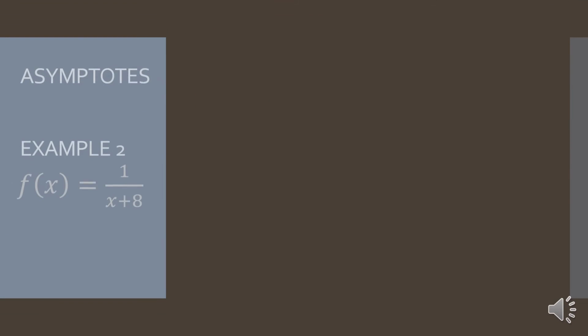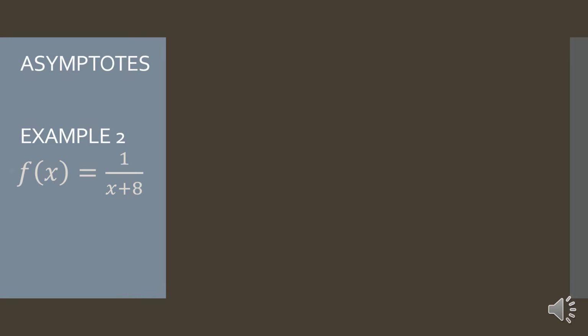So now, let us find the asymptotes of the function. To find the vertical asymptote, we need to equate the denominator to 0. So x plus 8 is equal to 0. Therefore, the vertical asymptote of the function is x equal to negative 8.